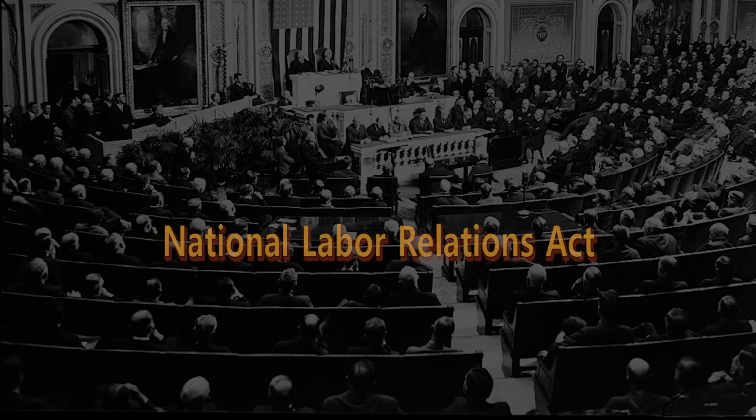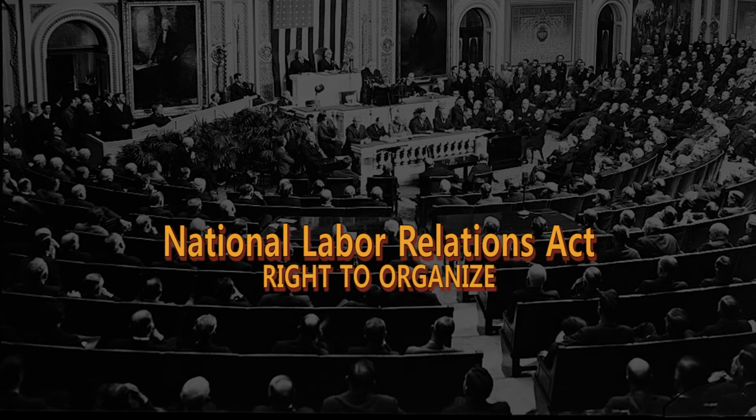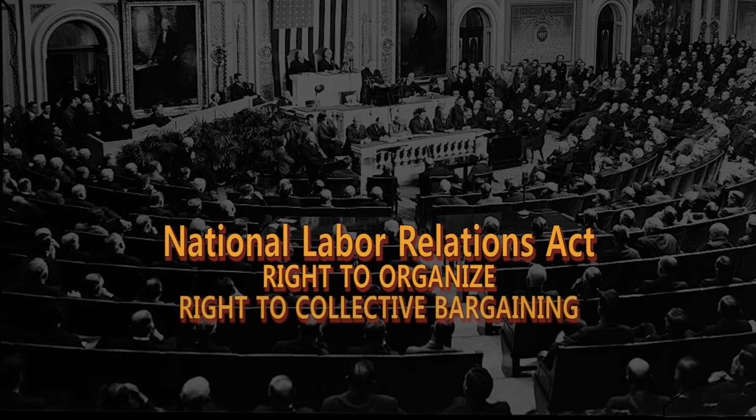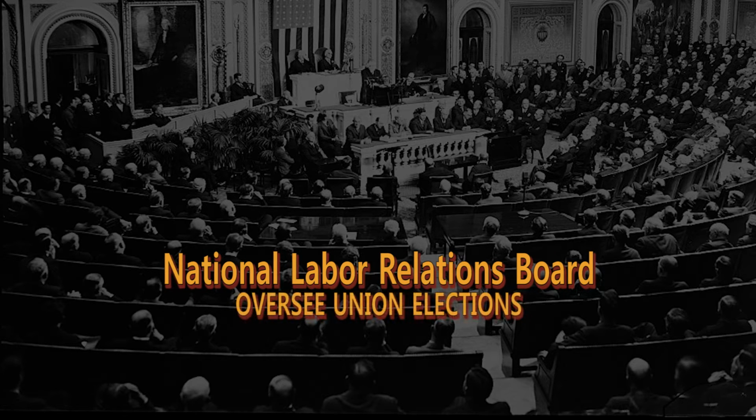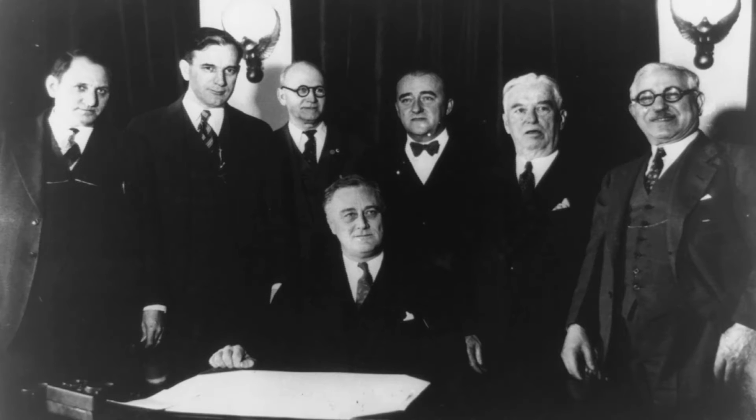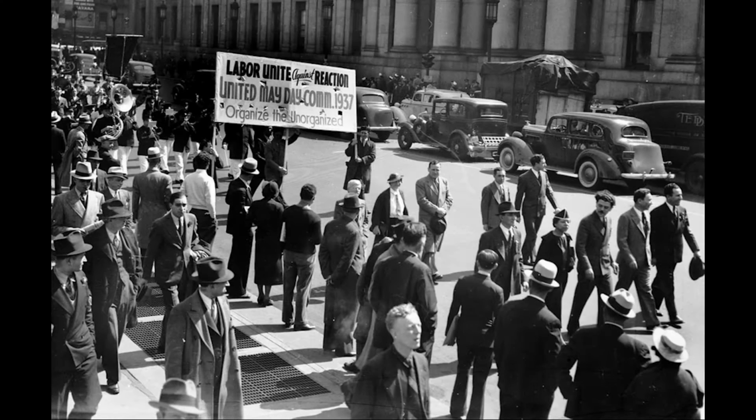The National Labor Relations Act of 1935 guaranteed the right to organize unions, to bargain collectively, and to strike. It created the National Labor Relations Board, the NLRB, to oversee union representation elections and to prosecute violations of the Act. After long years of struggle, labor unions finally had some legal protections needed to stand up to management and to organize. The impact was huge.